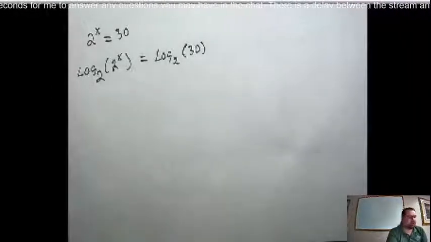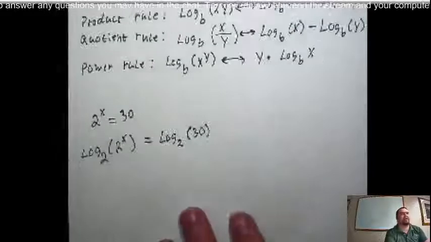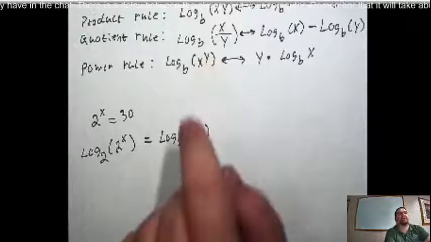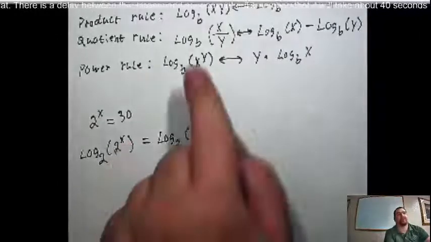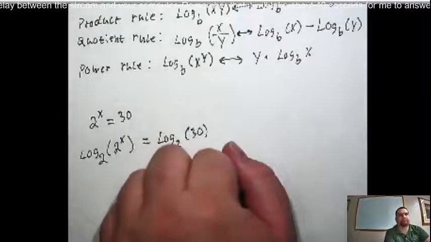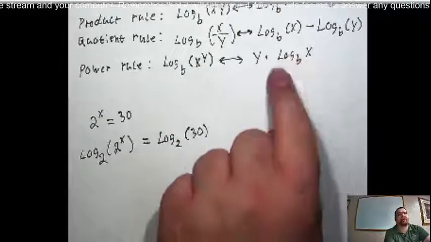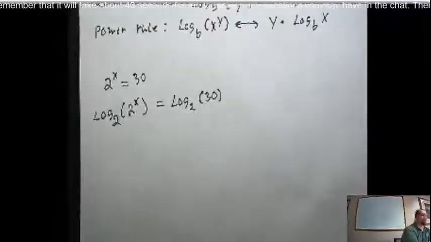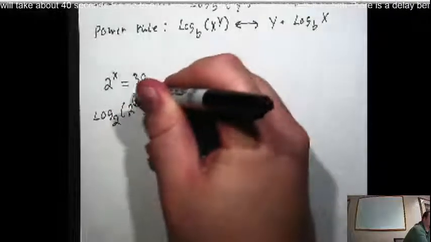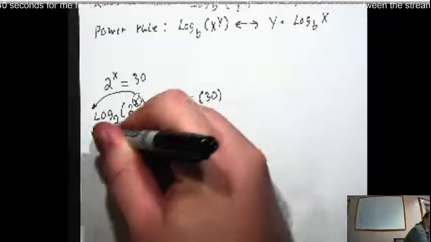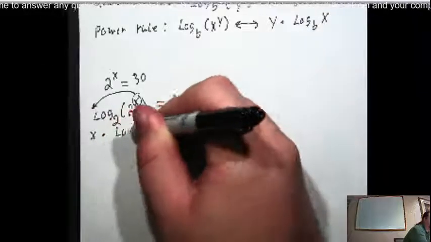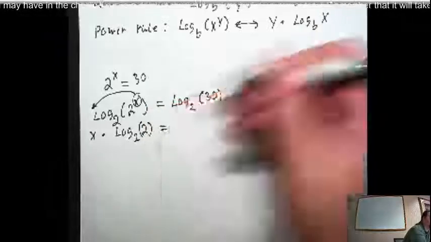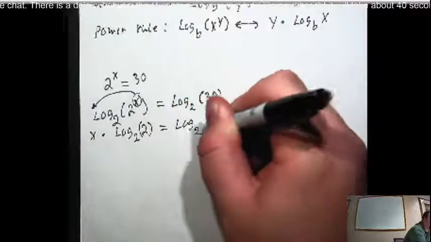Okay. So if we look at our power rule, it says that if we have something raised to a power inside of our log, like we do here, 2 to the x, we can take that power and stick it out in front, so we just have this log by itself. So we'll go ahead and do that. Take this x, throw it out in front. x times the log base 2 of 2 equals log base 2 of 30.